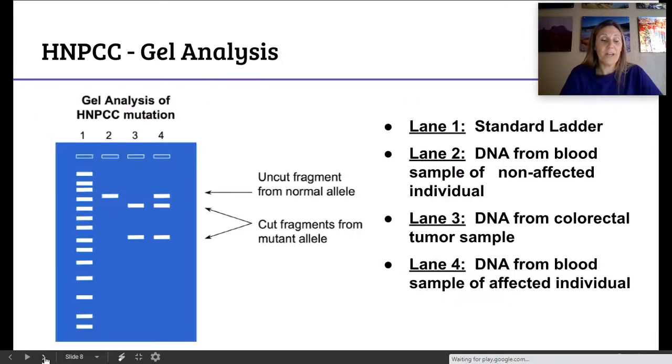So what that is going to look like on our gel is just going to be one band. Now, they really have 2 copies of this gene, but they're just overlapping one another, so you don't see those 2 banding patterns. Okay. If you're an individual in lane 3, this is going to be from a tumor sample.